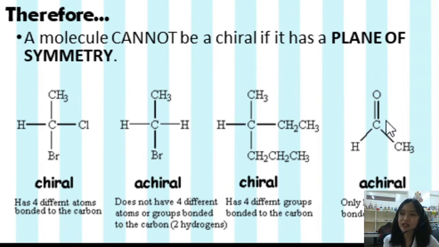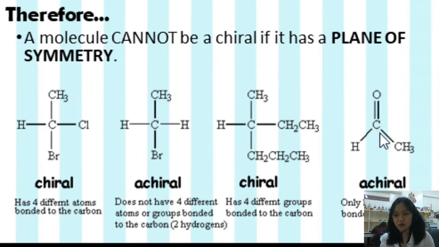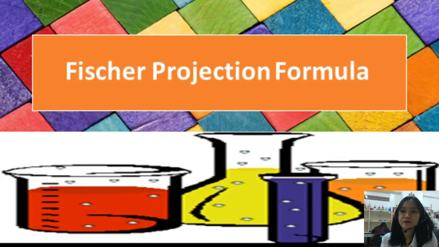achiral. Bakit? Because there are only 3 functional groups present or bonded to this carbon atom. Sabi natin dapat 4 na functional groups na magkakaiba. So, the oxygen has a double bond with your carbon. Kaya, 3 lang sila. Meaning, double bond, 2 bonds, and then the third bond and the fourth bond. So, hindi siya 4 na different functional groups. So, this sample is achiral.